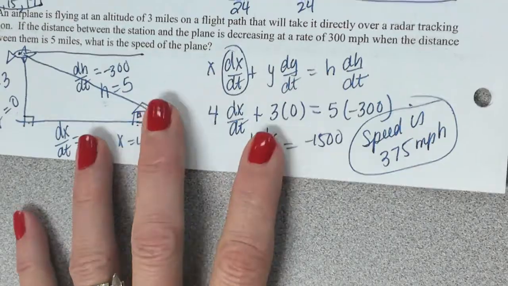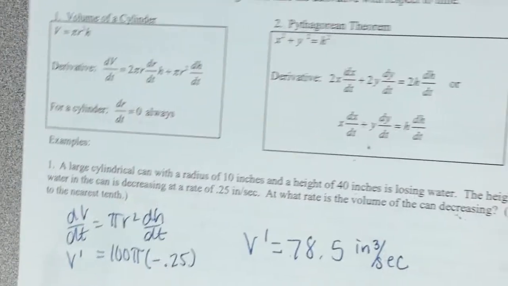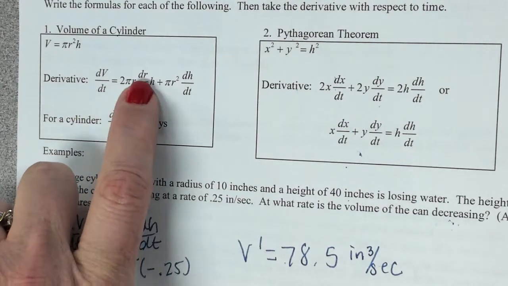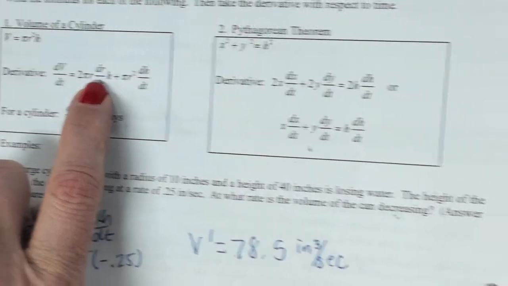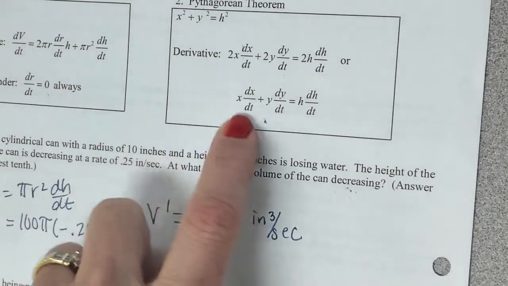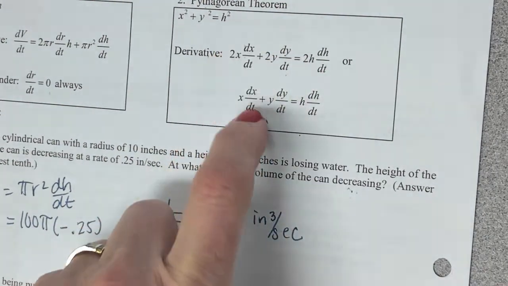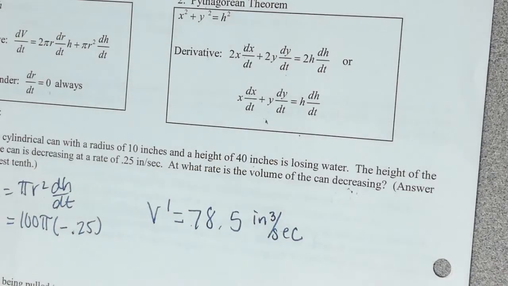Okay, so those are the two formulas you're going to be focusing on today. Those are the two new ones. Volume of the cylinder right there. Remember that dr dt is always going to be 0 in that one. Pythagorean theorem, we showed how this derivative came about, and we can divide that one by 2 to get the one that's even a little bit easier to work with.